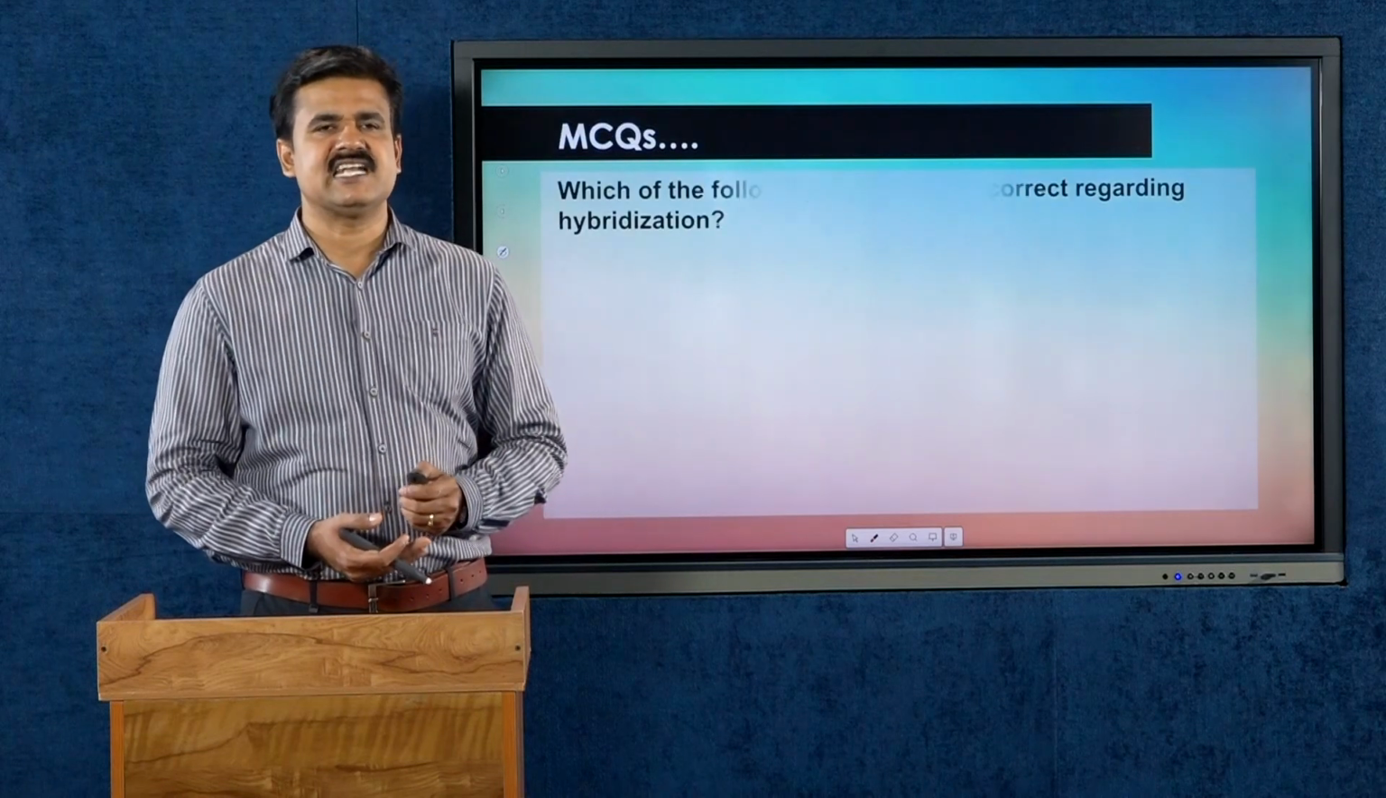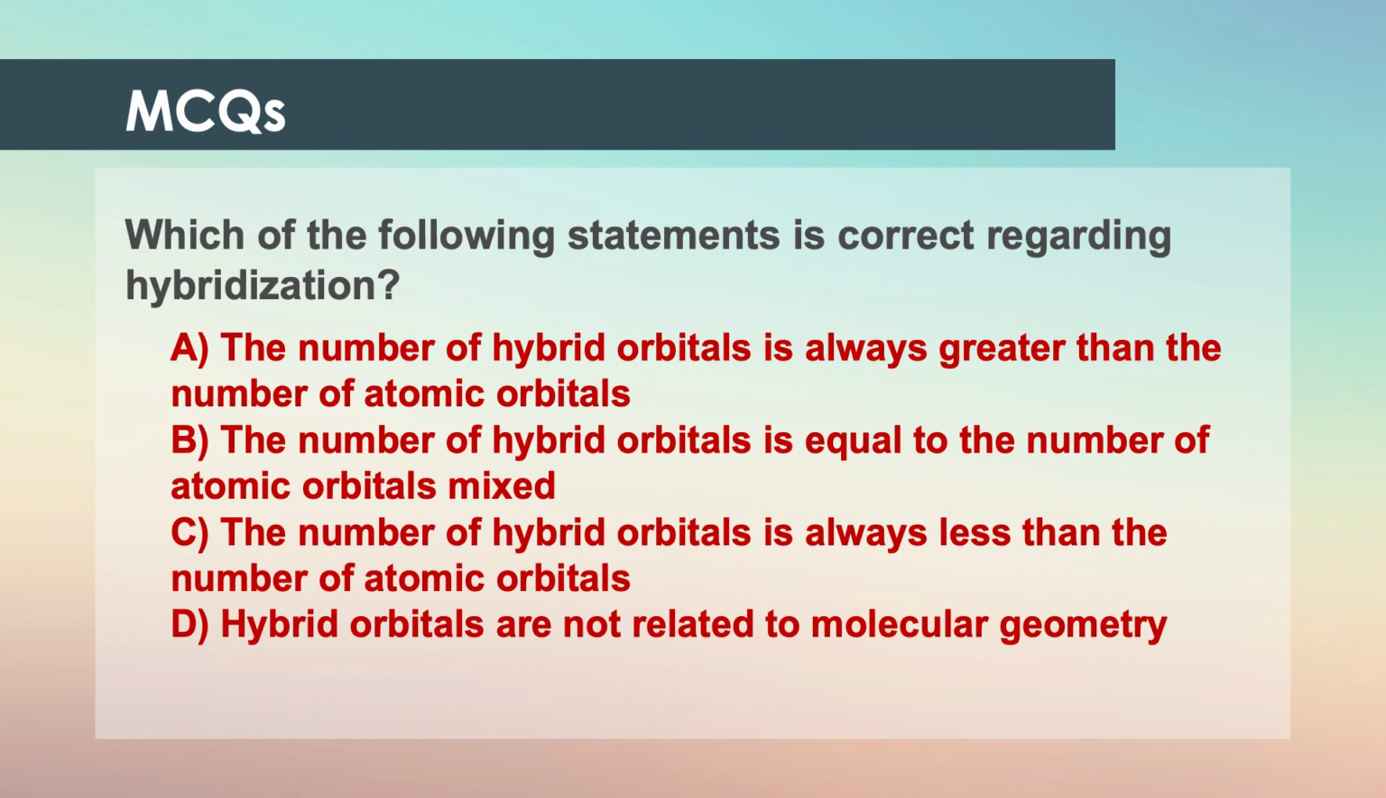This is the second MCQ. Which of the following statements is correct regarding hybridization? These are the statements in front of you. The number of hybrid orbitals is always greater than the number of atomic orbitals. The second option, the number of hybrid orbitals is equal to the number of atomic orbitals mixed. The third option, the number of hybrid orbitals is always less than the number of atomic orbitals. And finally, the last option, hybrid orbitals are not related to molecular geometry.